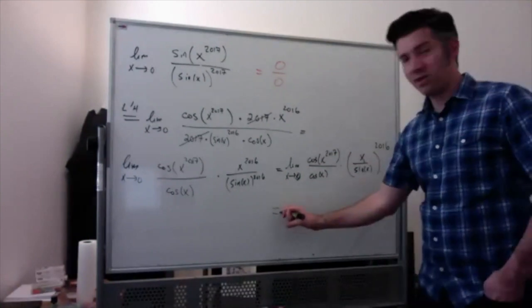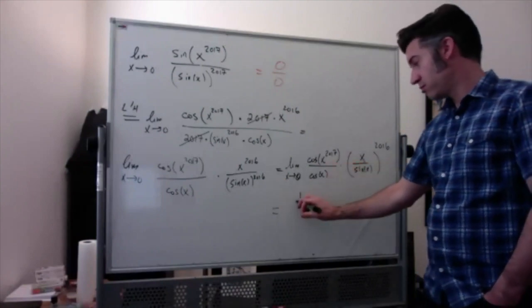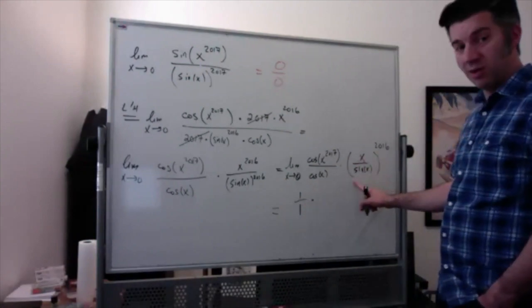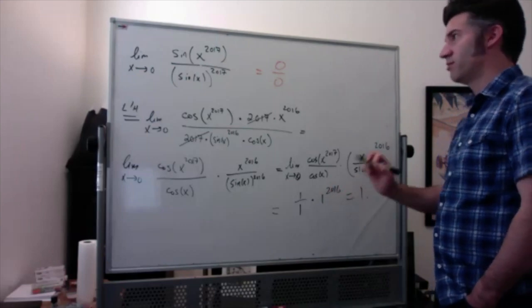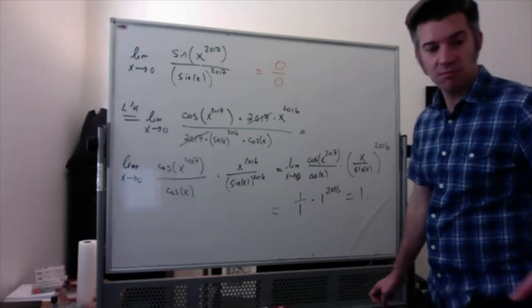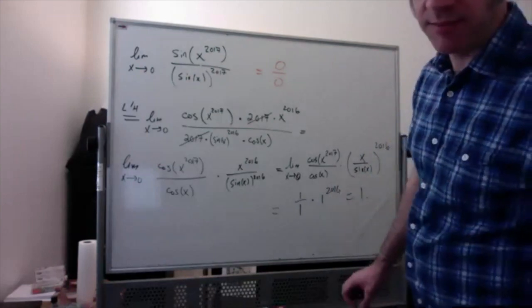So then we're actually done, because cosine of 0 is 1, cosine of 0 is 1, and the limit of this part is also 1 to the 2016 power. This is just 1. Interesting. Okay, let's look at some other ones.